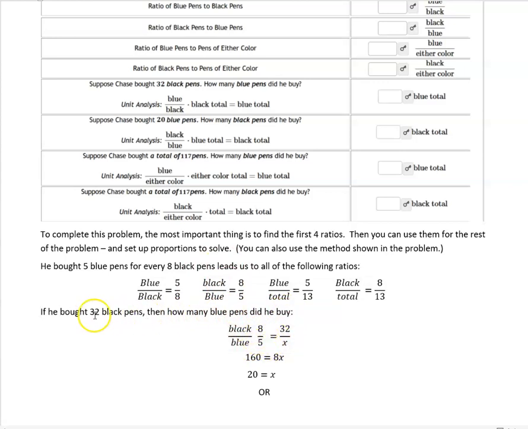Well, we know he bought 32 black pens. So for black, we have 32, and we don't know how many blue. To solve that, you take 32 times 5 and get 160. Over here, 8 times x is 8x. Divide both sides by 8, and 160 divided by 8 is 20, which means he bought 20 blue pens. If you think about it this way, 8 times 4 is 32, so 5 times 4 would be 20. That should make sense to you.